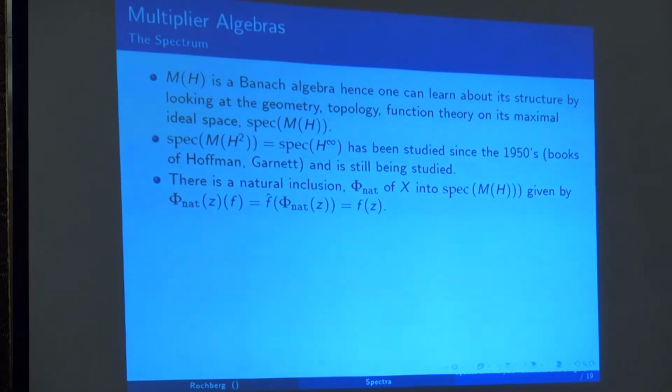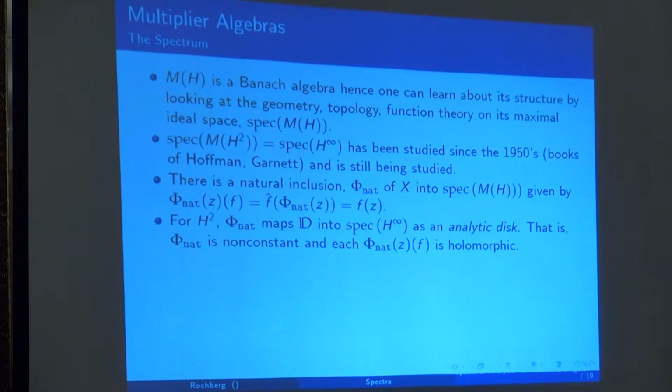When you write down all the definitions, what you end up with is a natural map of X in general, for any multiplier algebra of a Hilbert space. If you have a Hilbert space on X and you take its multiplier algebra and you take the spectrum, evaluation at points of X gives you multiplicative linear functionals on the multiplier algebra, and when you unpack all that, it gives you a natural mapping that I'm calling phi sub nat of X into the spectrum. In other words, X is sitting inside the spectrum, and the point of the analysis is to find out what else is there.